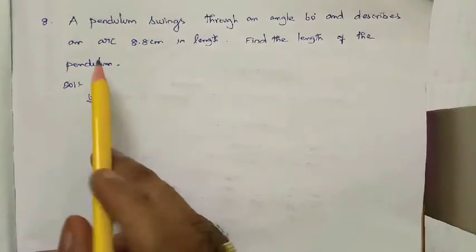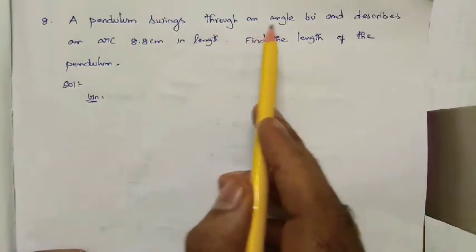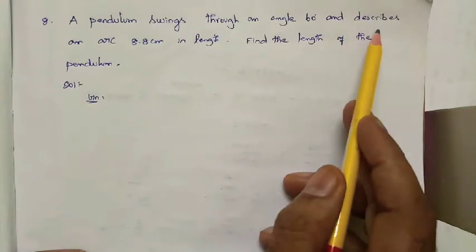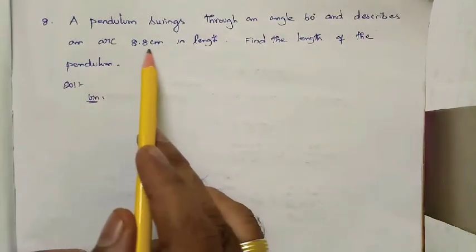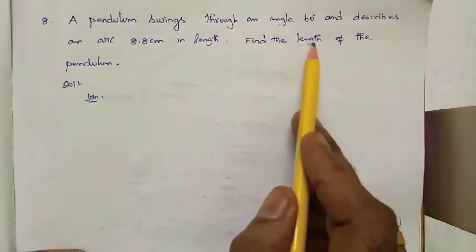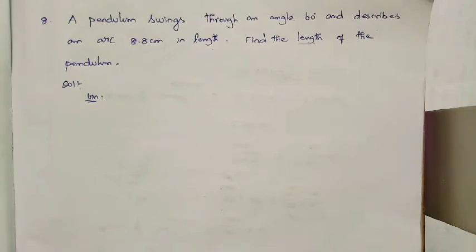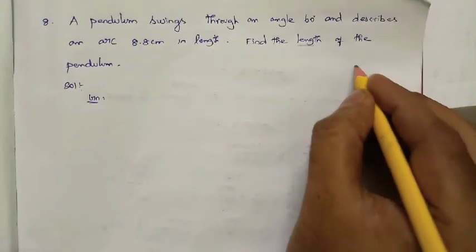So number 8. A pendulum swings through an angle of 60 degrees and describes an arc 8.8 centimeters in length. Find the length of the pendulum. So first of all, you can draw a diagram of how the pendulum will be.